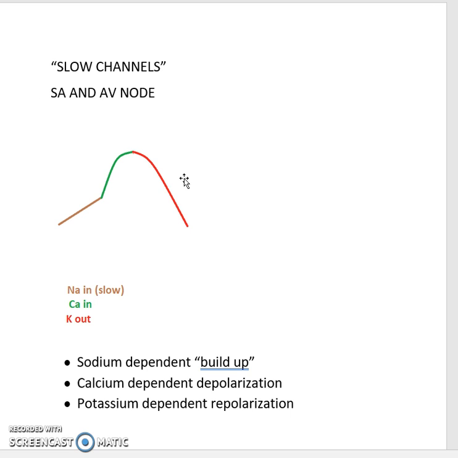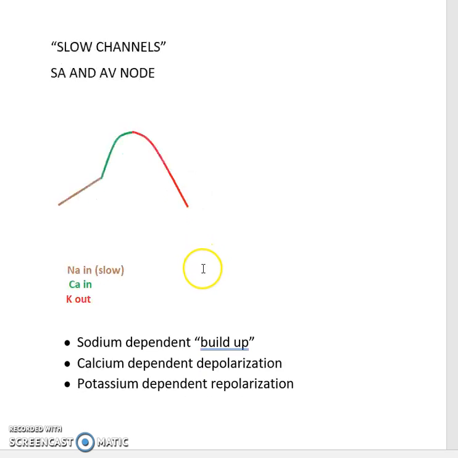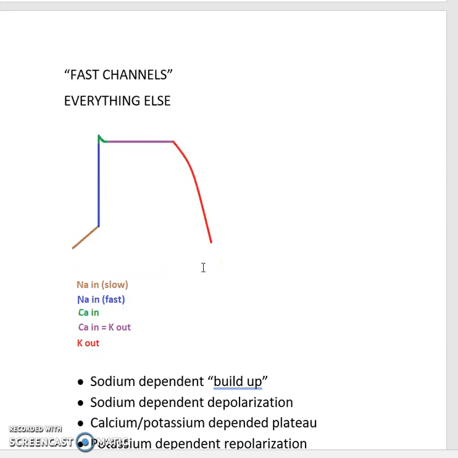So in short, what you need to remember about the slow channels is that they are the SA and the AV node, and that they are dependent upon calcium to depolarize. The fast channels are everything else within the cardiac conduction system, such as the bundle of His, the bundle branches, the Purkinje fibers, the pathways from the SA to the AV node, and the branches going into the left atrium.